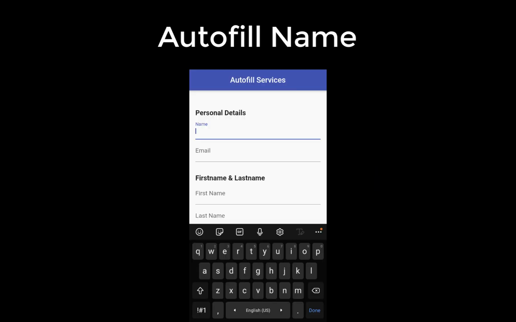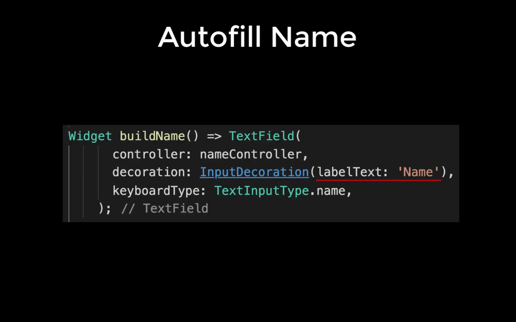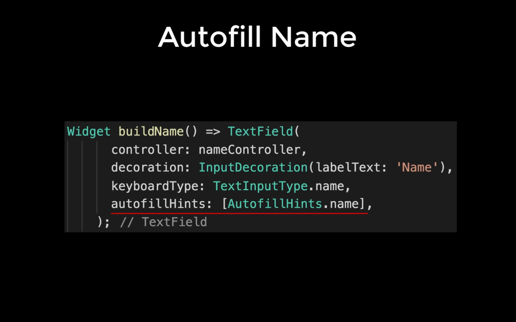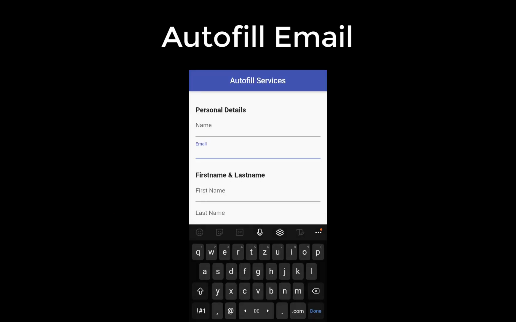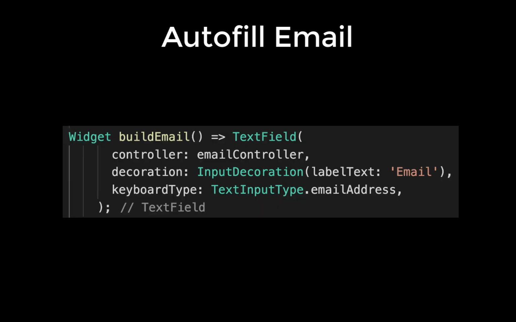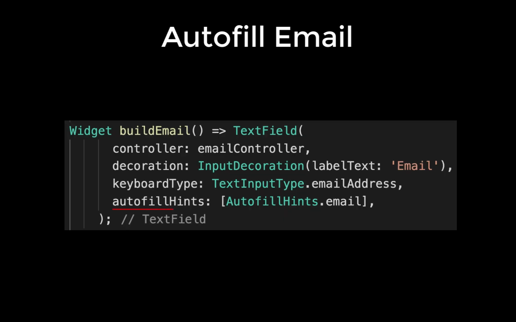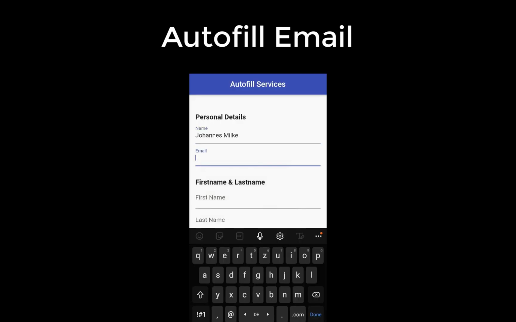Let's become practical by autofilling a name text field. Therefore you create a name text field with autofill hints name. And then you see this name dialog. Next, we want to autofill an email text field, create again a text field and include the autofill hints email to create an email suggestion dialog.